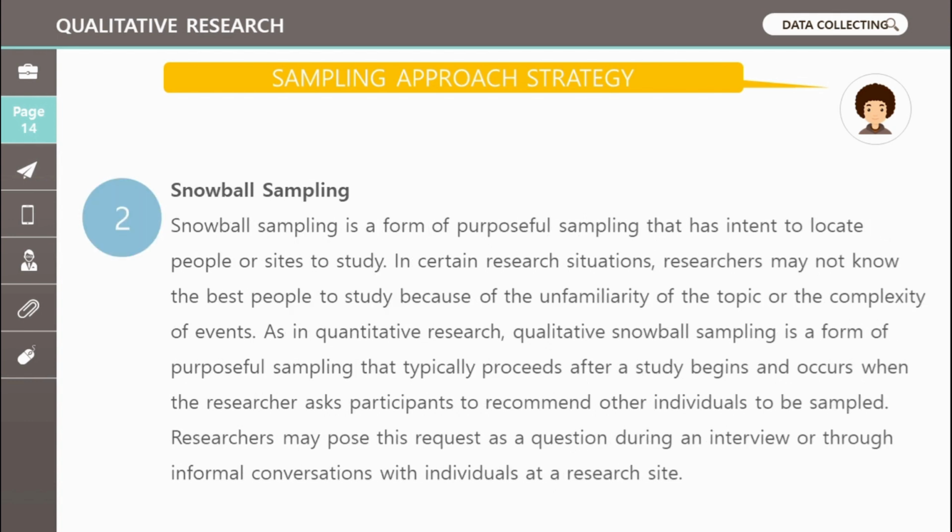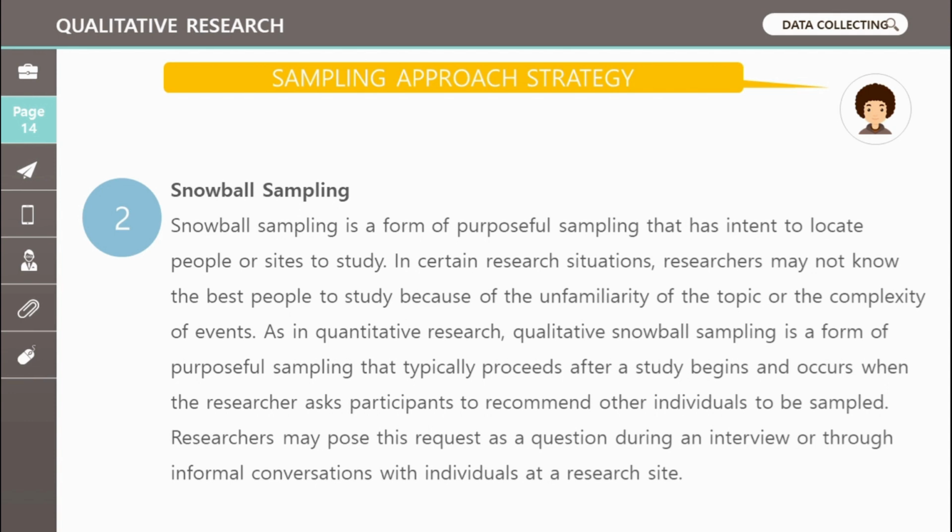The second strategy is snowball sampling. Snowball sampling is a form of purposeful sampling that has the intent to locate people or sites to study. In certain research situations, researchers might not know the best people to study because of the unfamiliarity of the topic or the complexity of events.